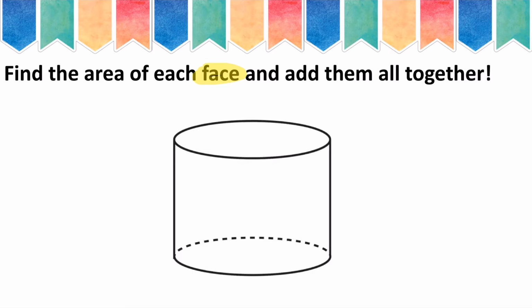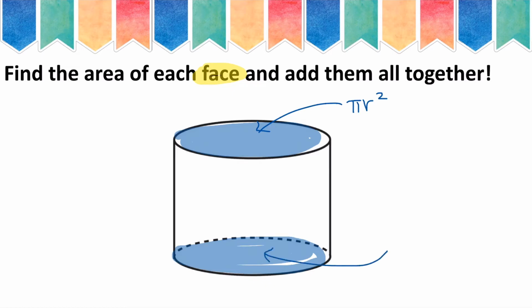So when I think about a cylinder, we have a circle on the bottom as well as a circle on the top. So there are two faces. And to calculate those two faces, we need to use the formula pi r squared. And we will use that formula for both the circle on the top and the circle on the bottom.